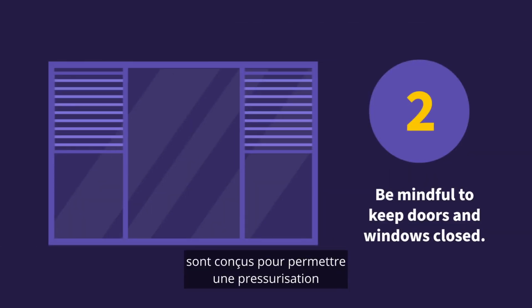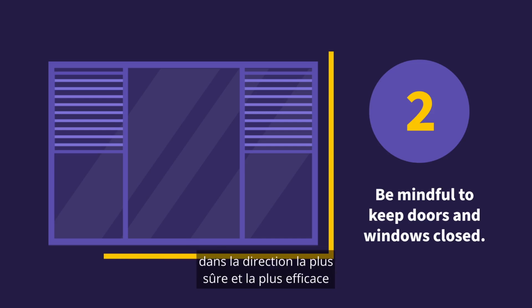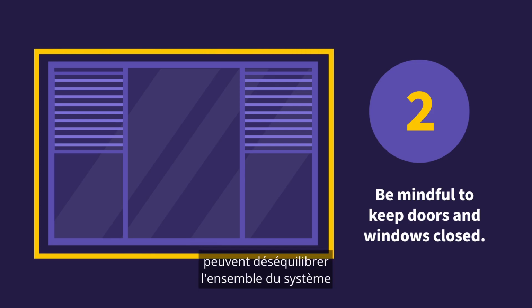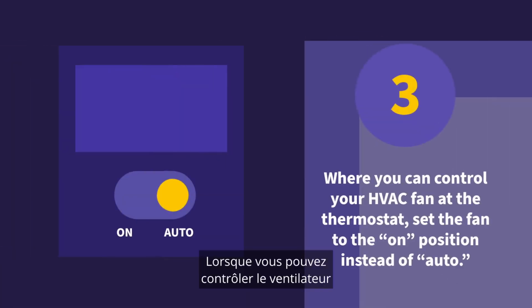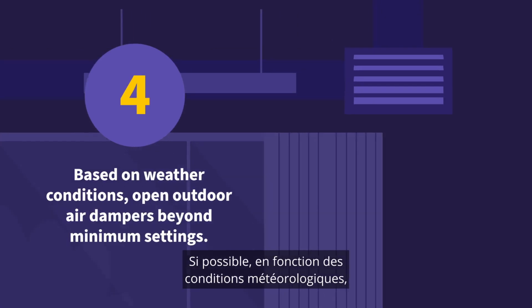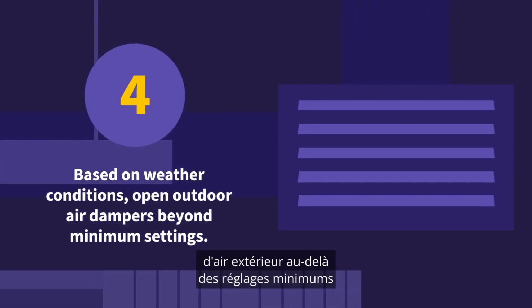Medical buildings are designed to allow for pressurization that moves air in the safest, most effective direction for protection and for cleaning within an HVAC system. Open windows or doors can throw the entire system off balance and make it ineffective. Where you can control your HVAC fan at the thermostat, set the fan to the on position instead of auto. If possible, based on weather conditions, open outdoor air dampers beyond minimum settings to reduce HVAC air recirculation.